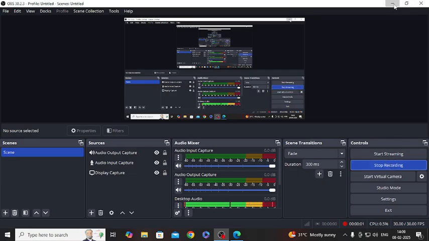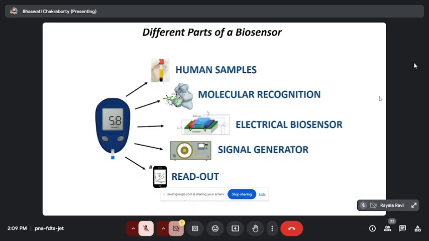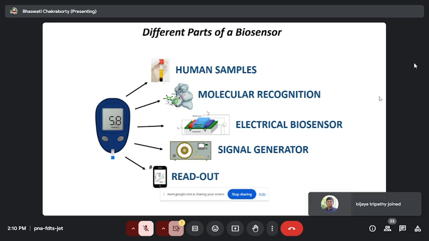So in regard to that, first we need to understand what a biosensing device is. A particular biosensor has so many parts. The first part is human samples, basically saliva, urine, plasma, or serum. Sometimes in the laboratory, we also use a buffer for testing purposes. These are all human samples which we use as the analyte.